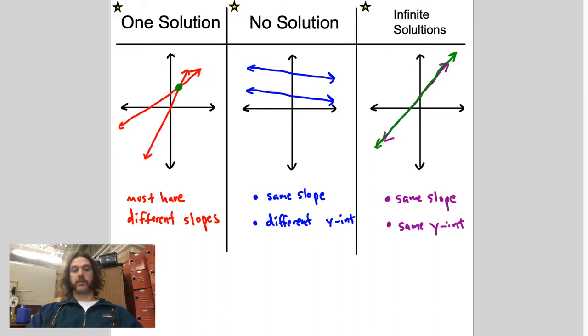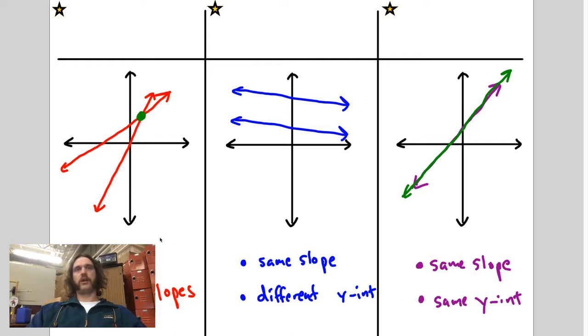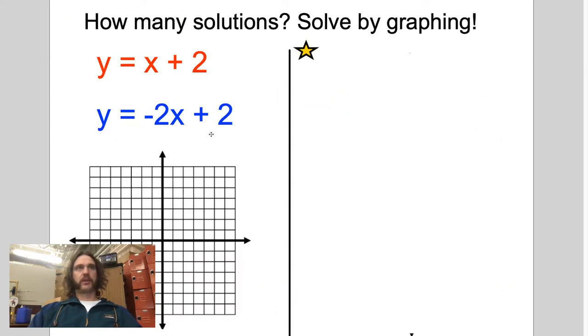Okay, let's do some graphing, shall we? Let's find the solution to this system of equations. So let's take a look. How many solutions will this have? Right off the bat, I can look at this and tell you how many solutions it's going to have. It must fall into one of these three categories: different slopes, same slope with different y-intercept, or same slope with same y-intercept. So if we take a look back, these two lines have different slopes, so I know it's going to have one solution. So let's go through in red.